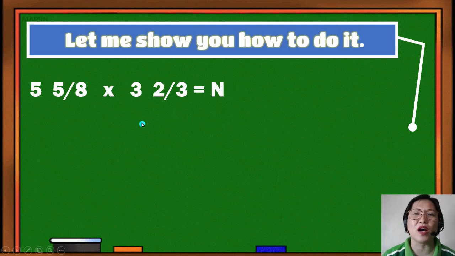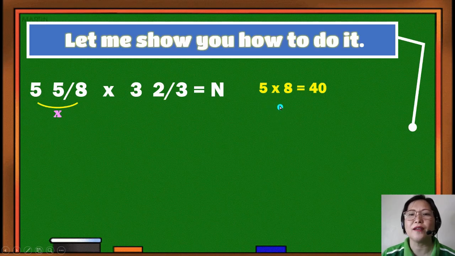So rule number 1 says you have to change mixed fractions into improper fractions. Why is that so? That is because you will not be able to do the second rule, which is to multiply numerators and denominators, if you will not change mixed numbers into improper fractions. So how are we going to change mixed fractions into improper fractions? You are going to multiply the denominator by the whole number. Since our denominator here is 8 and the whole number is 5, it becomes 5 times 8 equals 40. And then after that, you're going to add the numerator 5. So that becomes 40 plus 5. And the answer is 45.